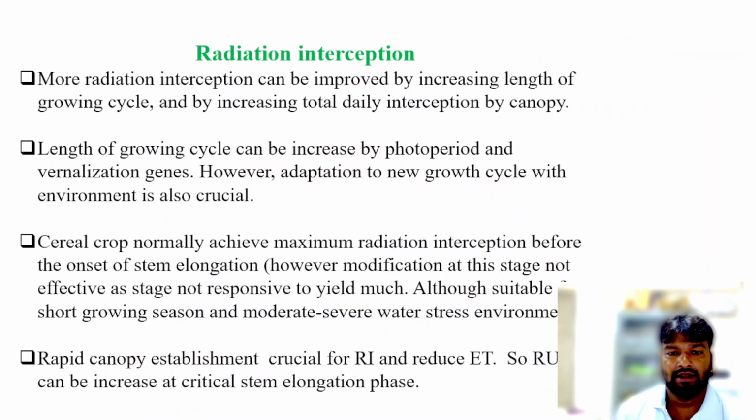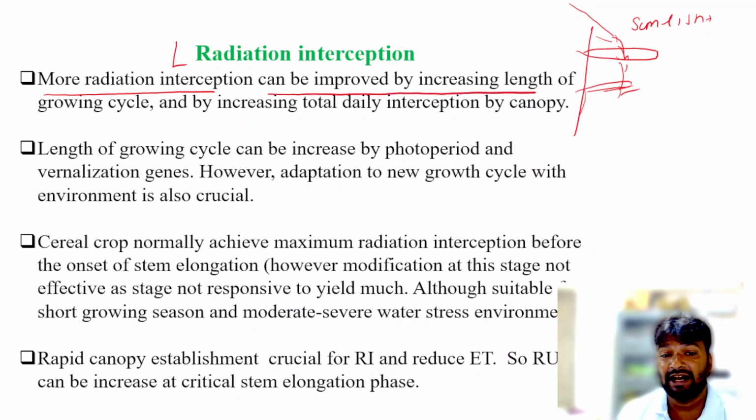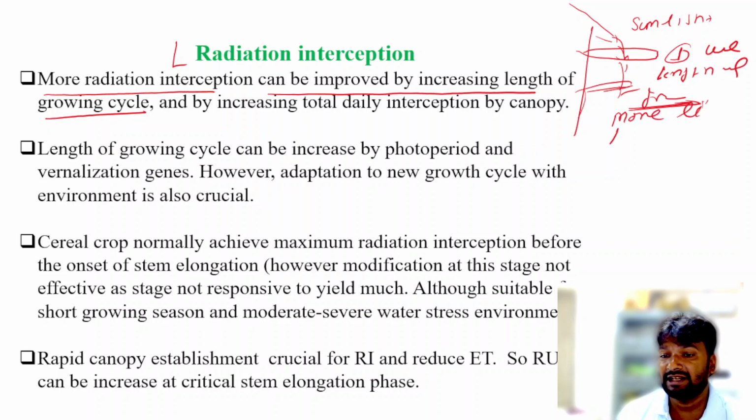Okay, so now let's talk about radiation interception. So these are the leaves and this is the sunlight. How does the sunlight intercept these leaves and reach the others? More radiation interception can be achieved by increasing the length of the growing cycle. So the first strategy is that we can increase the total length of the growing cycle. They receive more light because there is an increase in the leaf area duration.